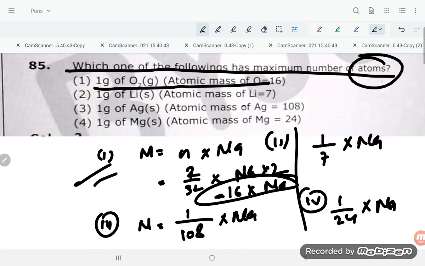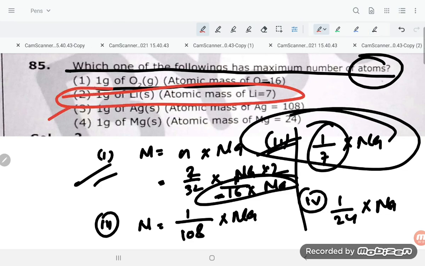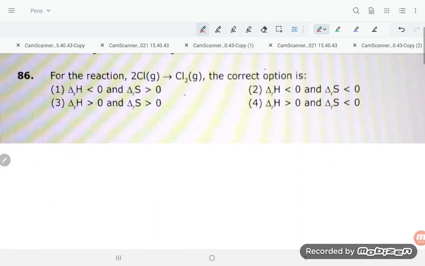1 upon 16 will come. So 1 upon 7 is larger, the largest value. So the correct option is option number 2. Now let us move over to 86.